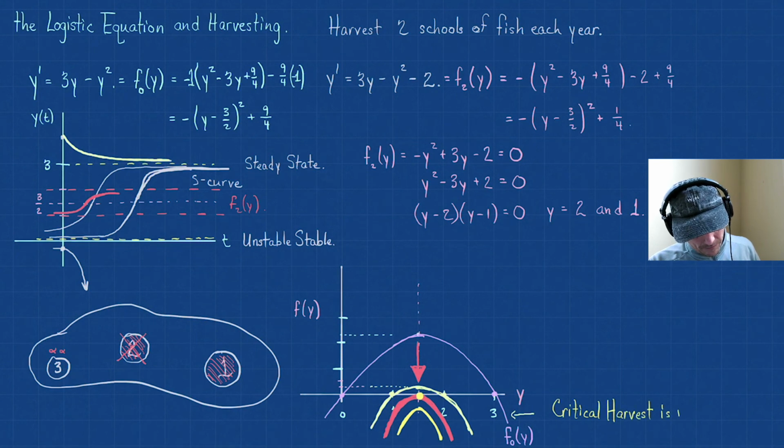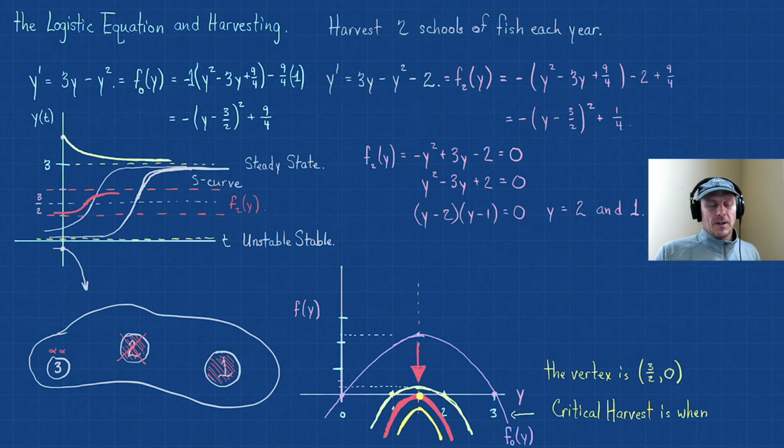is when the vertex, I'm going to write it up here, the vertex is, in our case, going to be (3/2, 0). That's when it's critical. If we go below that, our population is on this bottom curve over here. It is quickly going to die off.